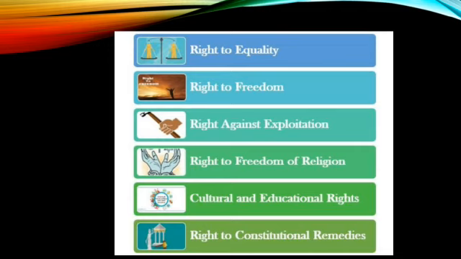So now I'll explain to you in which articles these are mentioned. First, right to equality is mentioned in article 14 to article 18. Next, right to freedom is mentioned in article 19 to 22. Third, right against exploitation is mentioned in article 23 to article 24. Next, cultural and educational rights are mentioned in article 29 to 30. And last, right to constitutional remedies is mentioned in article 30 to 35.